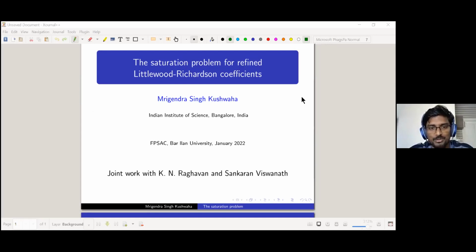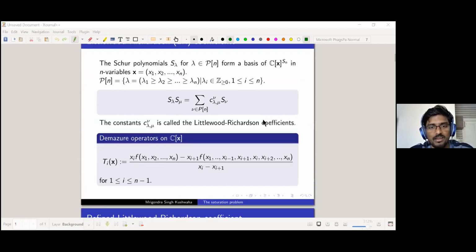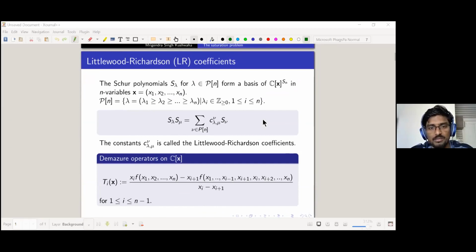I'm going to introduce what is the refined Littlewood-Richardson coefficient. So, before that, the Littlewood-Richardson coefficient, LR coefficient. It's a very famous number. Everyone knows that. The Schur polynomial S lambda, for lambda a partition with at most n parts, forms a basis for symmetric polynomials in n variables. Then if you multiply two Schur polynomials S lambda and S mu, you can write it again in terms of Schur polynomials. The coefficient corresponding to S nu is denoted by C lambda mu nu and is called the LR coefficient. Okay. So what is the refined LR coefficient?